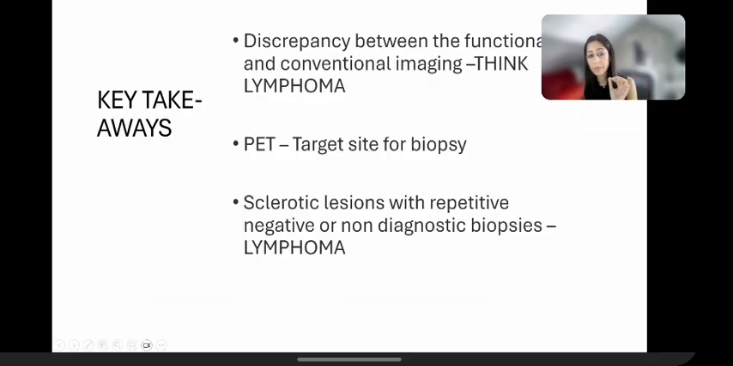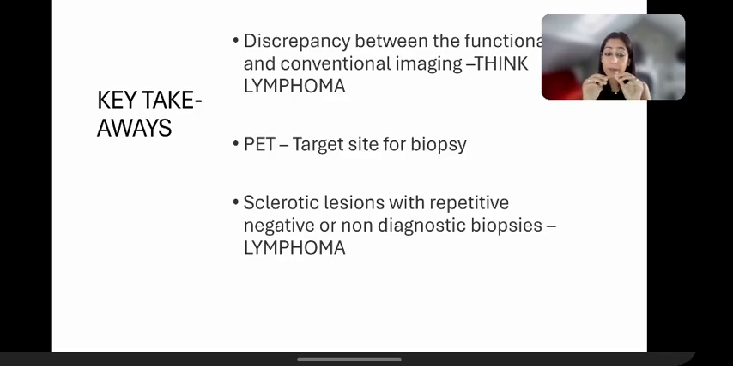So the takeaway from this is whenever there's a discrepancy between your functional and conventional imaging, always think lymphoma. When you think your PET is understating, lymphoma has a tendency to sweep through the skeleton. There can be a lesion which is very avid, and by the time the patient gets a biopsy, it just becomes non-avid. So especially when we have a non-diagnostic sample and we really think that this could be lymphoma, we use PET to target a site for biopsy, and we target the most PET avid site.